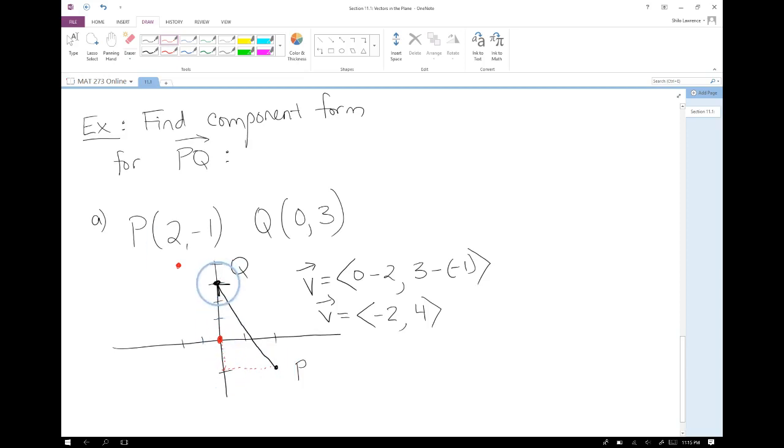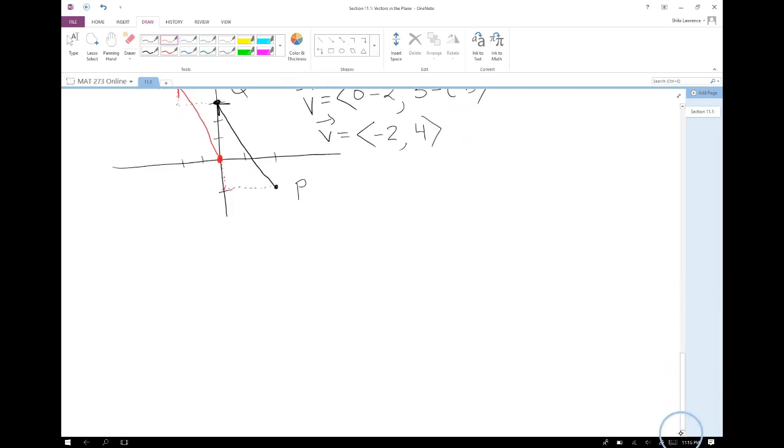So I have to do the same thing to Q. I have to go left 2 and I have to go up 1. And that will give me my new Q point. And our vectors look exactly the same. They've got the exact same length, which is our magnitude, and they are still pointing in the exact same direction. So it's still the exact same vector. The only difference now is the red one is in standard position.